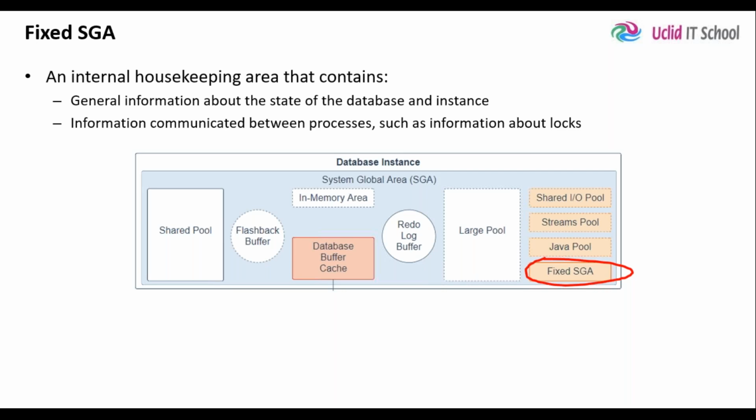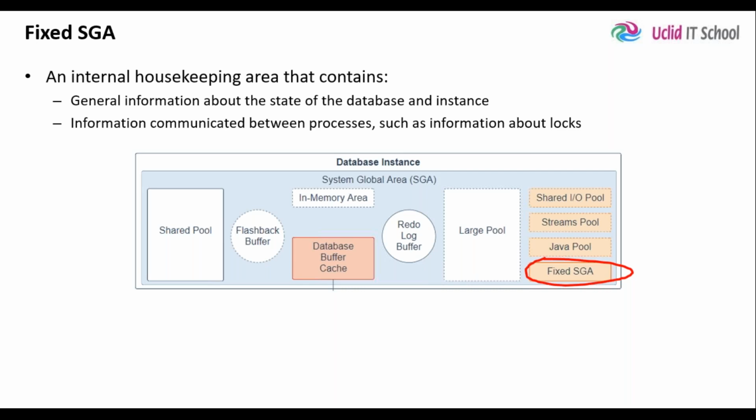Similarly, flashback buffer is used by another feature called flashback technologies, which we will discuss in future. So these are all optional areas. An SGA may be configured to have these optional components or may not. But these compulsory components, shared pool, buffer cache, redo log buffer, and fixed SGA, are compulsory. Again, a DBA can specify the sizes of all these components except the fixed SGA, and those sizes can be changed as required.